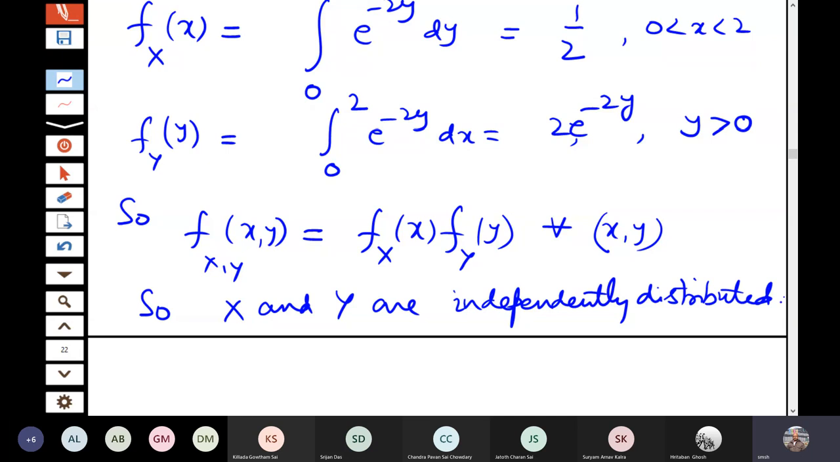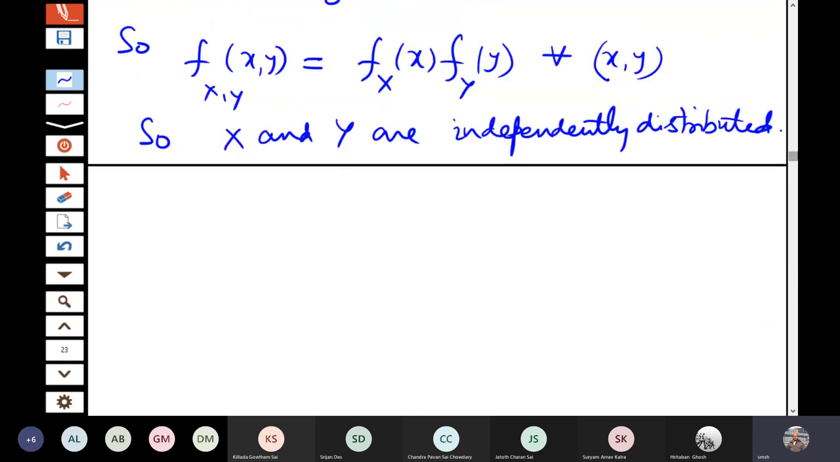Now I talk about the joint moments. We have the concept of expectation in the case of one variable. We defined expectation of g(x) as the sum of g(xi) times probability of x equal to xi, or the integral of g(x) fx dx. Similarly, when we have two variables, we can talk about the expectation of a function of two variables. So, joint expectation.